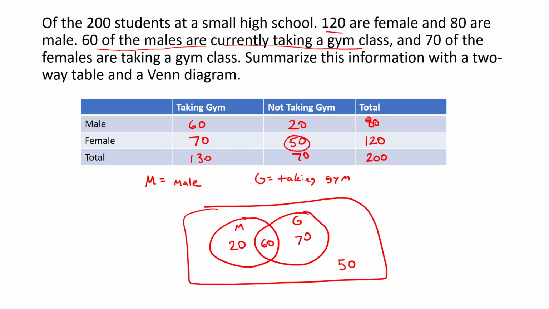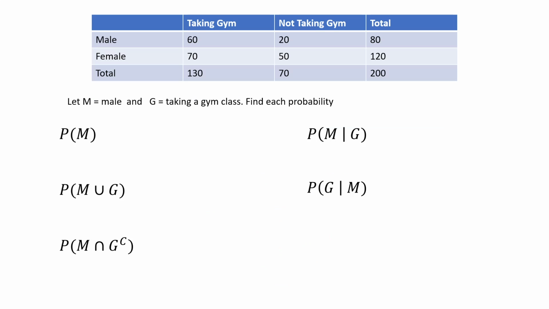Once you have that table, or once you have that Venn diagram, you should be able to find some probabilities. So you may want to pause the video right now and just try these. See if you can find these given probabilities. Right, so first one, fairly straightforward. What is the probability that you choose a male? We just choose one student at random. I should have said that. We choose one student at random.